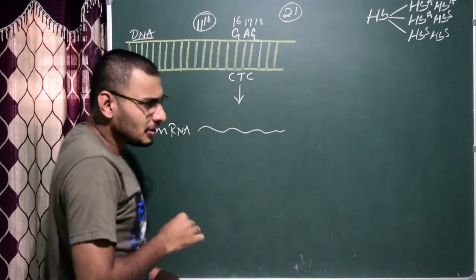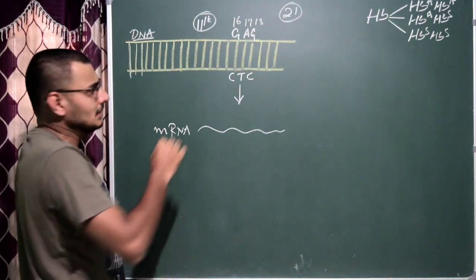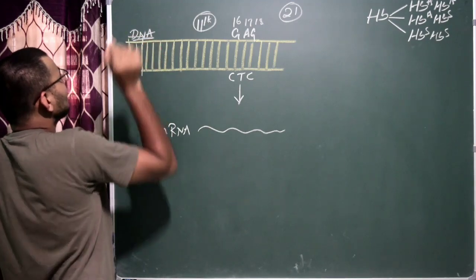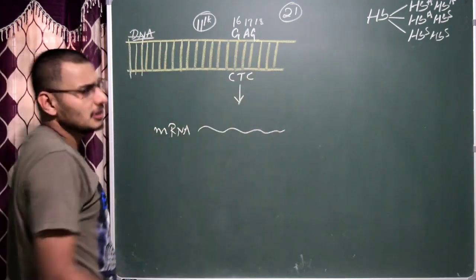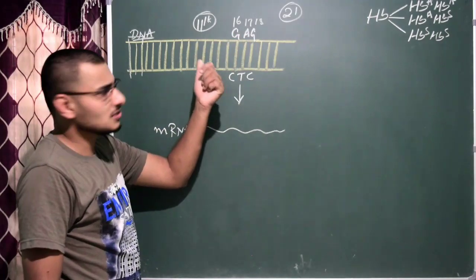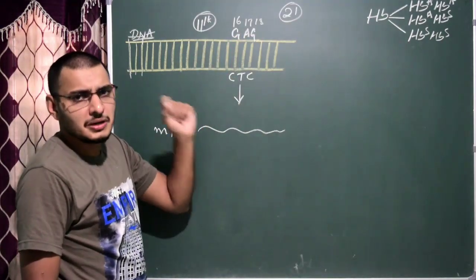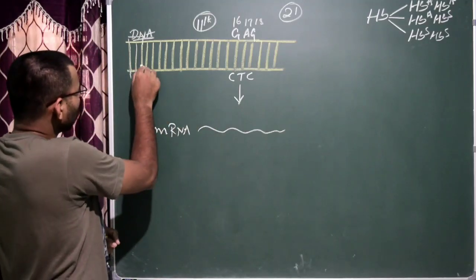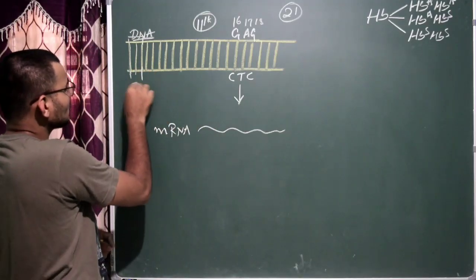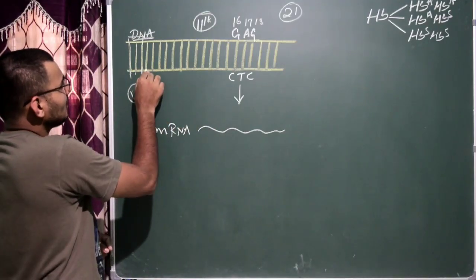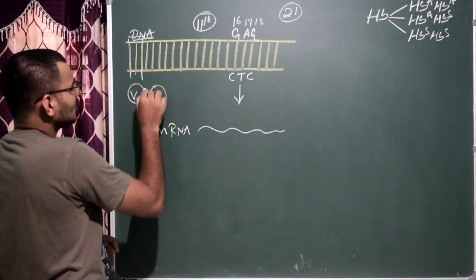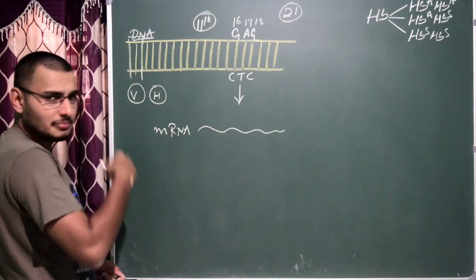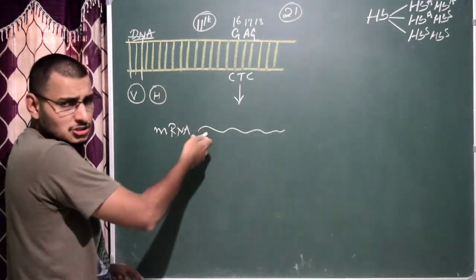One thing to remember is that the first three nitrogenous base pairs, you see the nitrogenous bases here, are responsible for the production of one amino acid. So the first three will produce one amino acid, let us assume that it is valine. And the next three will produce another amino acid, which is called histidine. The third will produce leucine, the next is threonine, like that.